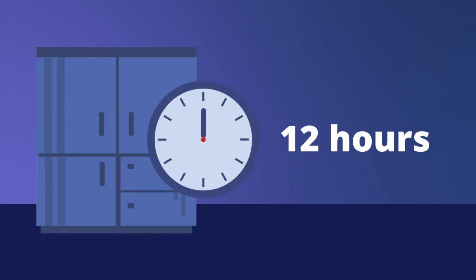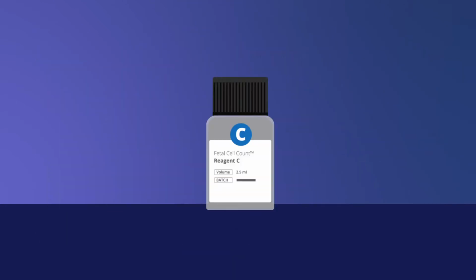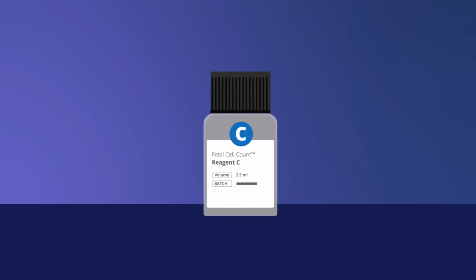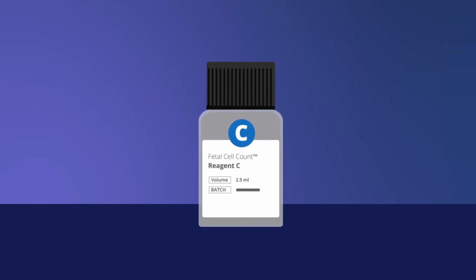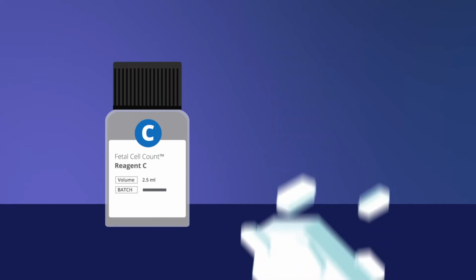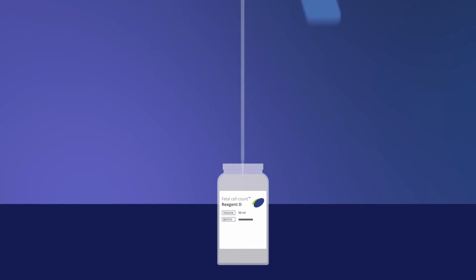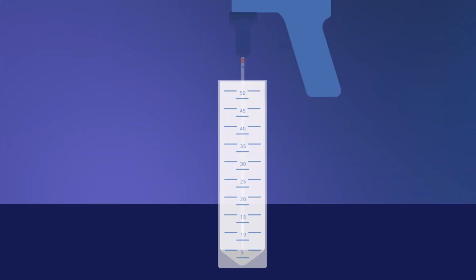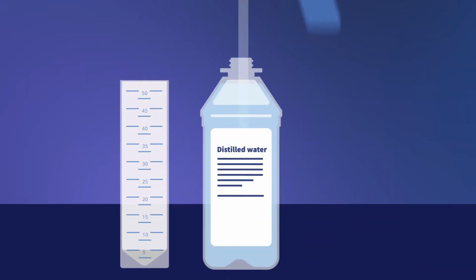When a blood sample is stored for longer than 12 hours, the blood sample should be washed with reagent D before use. Before starting the assay, it is very important that the permeabilization solution, reagent C, is at room temperature and all crystals have dissolved. In addition, reagent D, the washing solution, should be at room temperature and diluted 10 times using demineralized water.